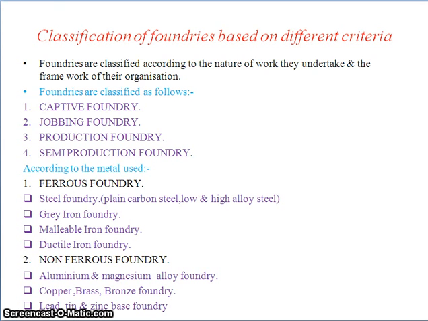The second type of foundry is the jobbing foundry. Such types of foundries receive orders from other big foundries and manufacture the castings for them. They do not have their own product, but they receive the orders from other big foundries and manufacture the castings for them. The next type is the production foundries. The production foundry is nothing but the addition of the captive foundries as well as the jobbing foundries. Whereas the last one is the semi-production foundries. These are the highly mechanized foundries.